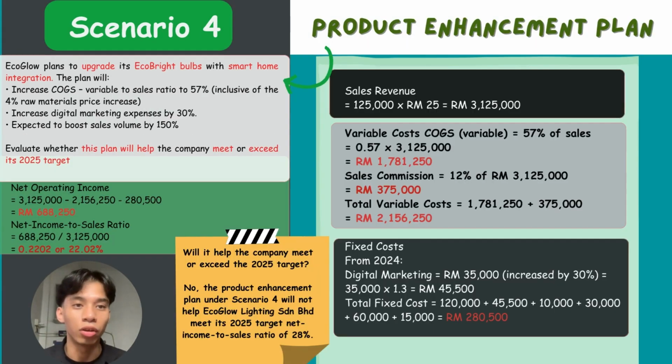Scenario 4 is focused on upgrading the product with smart home features. The company expects a 150% increase in sales, but the product will cost more to make and the marketing expenses also go up. So in this scenario, even with higher sales, the increased costs reduce profits. The net income to sales ratio is only 22.02%, which is below the target of 28%.